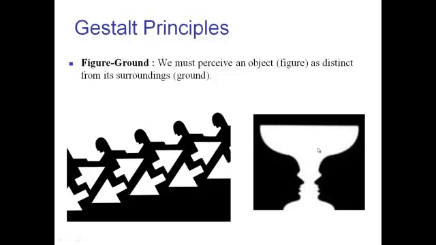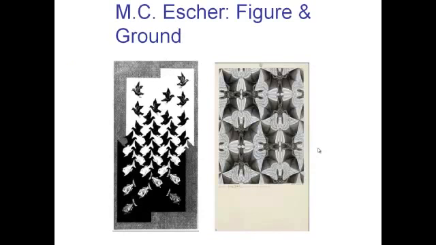Same thing over here. Do you see a white vase? Or do you see two faces staring at each other? If the black is the foreground, you see the faces. If the white is the foreground or the figure, you see the vase. If the black is the foreground or the figure, we see the faces.